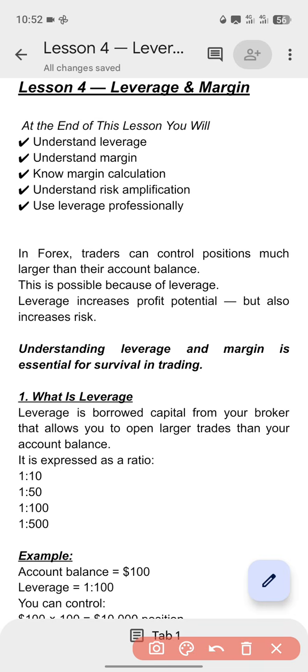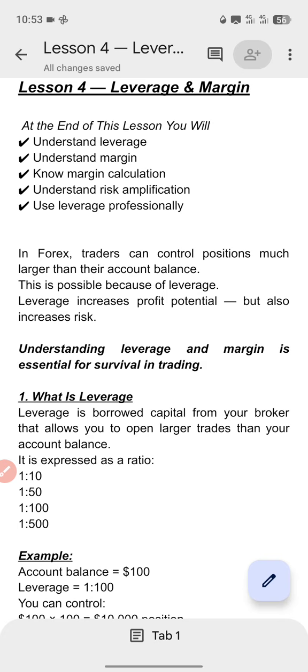Now, in Forex, traders can control positions much larger than their account balance. This is possible because of leverage. Leverage increases profit potential but also increases risk. So understanding leverage and margin is essential for survival in trading. In this lesson, we are going to cover how leverage is used effectively, and then we'll learn how to use it practically as well.